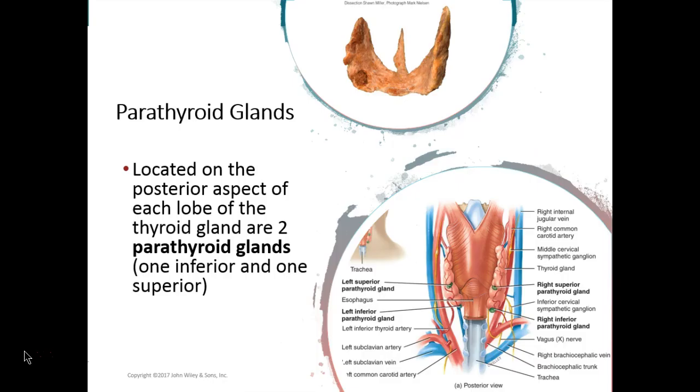The parathyroid glands are located on the posterior part of each of the lobes of the thyroid gland. So you usually have one inferior and one superior. Here you can see 1, 2, and maybe one there and one there. Very difficult to see there. But basically, if you could reach in and pull your thyroid gland out and look at the posterior surface of it, you would see those 4 parathyroid glands. Some people have 2, some people have 3, but most people have 4.